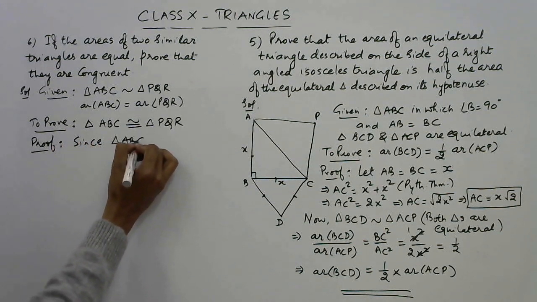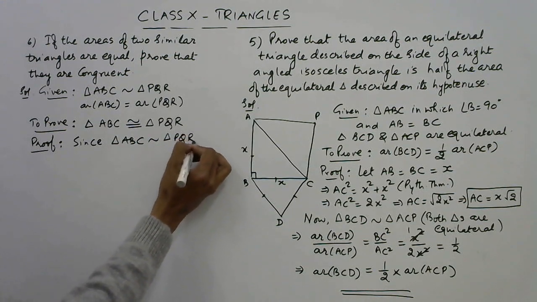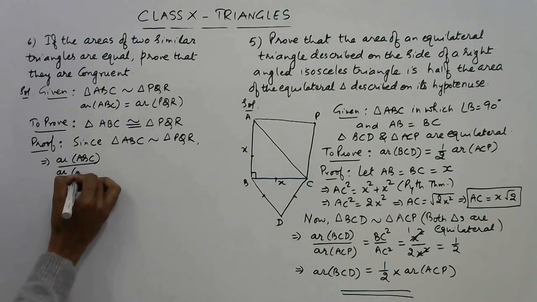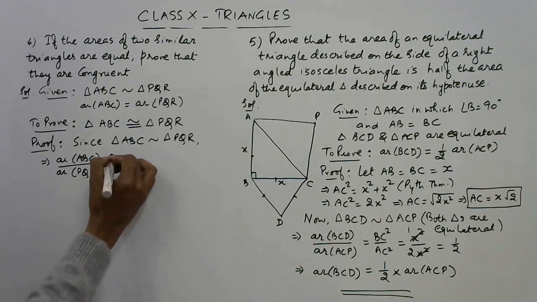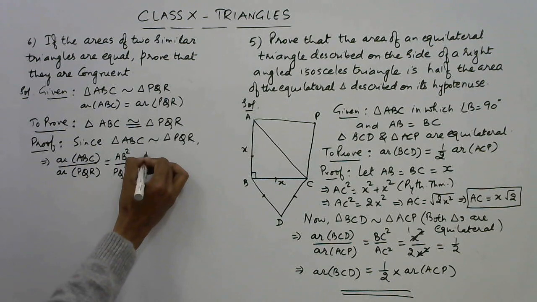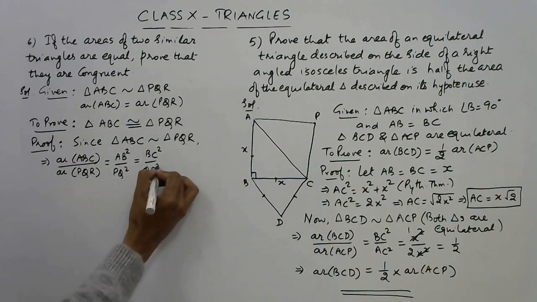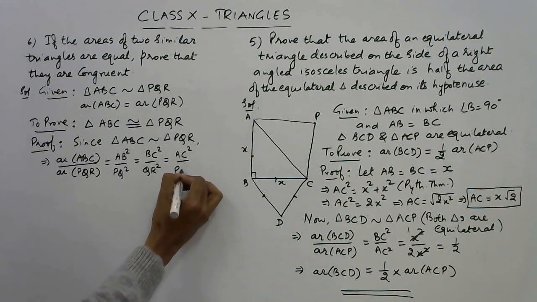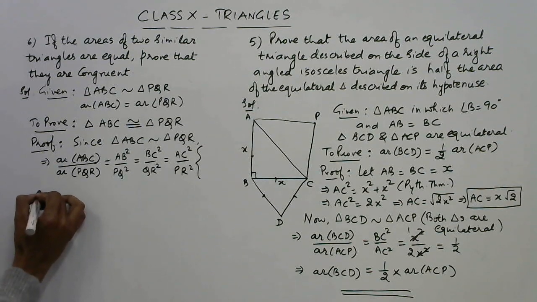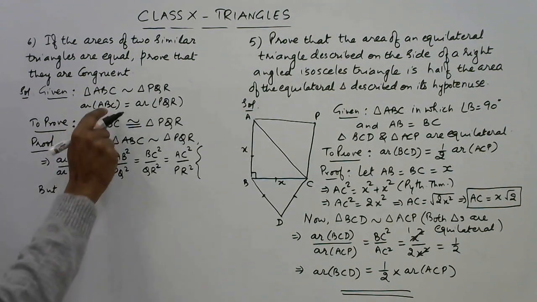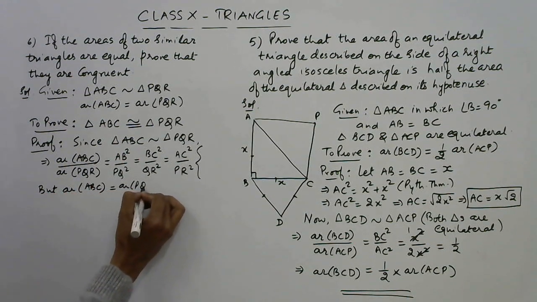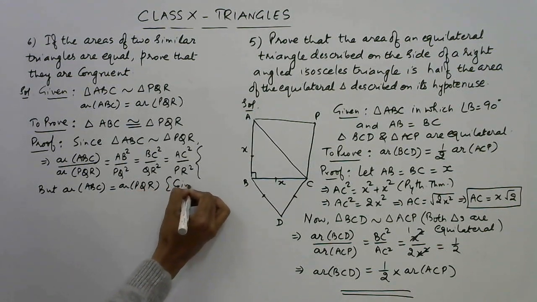Since triangle ABC is similar to triangle PQR, that means area of ABC upon area of PQR will be equal to, I'll write all three results now, AB square upon PQ square. First two, then second and third, BC square upon QR square, then first and third, AC square upon PR square. Just mention the same result which we have been mentioning every time, but the areas are equal. The areas ABC and PQR are equal. It is given here in the question.